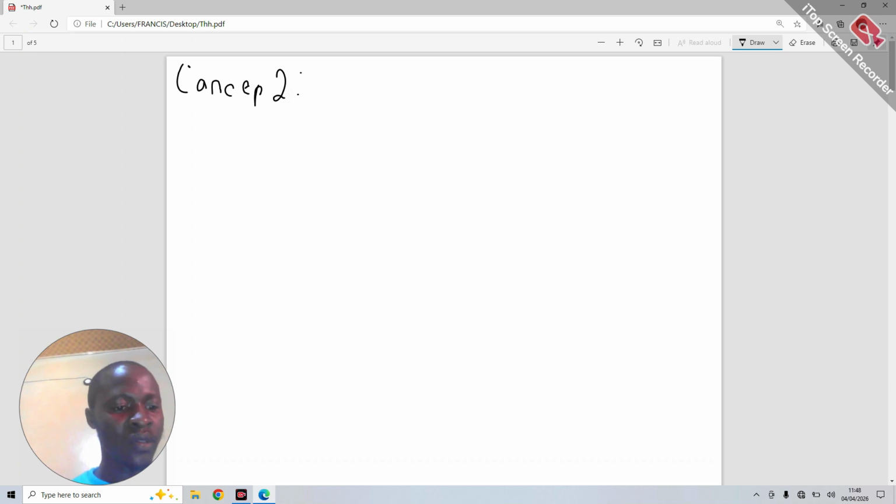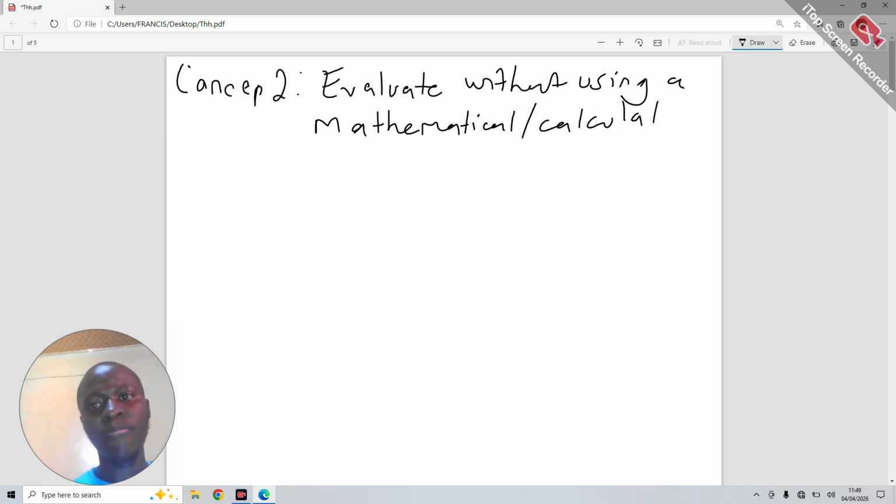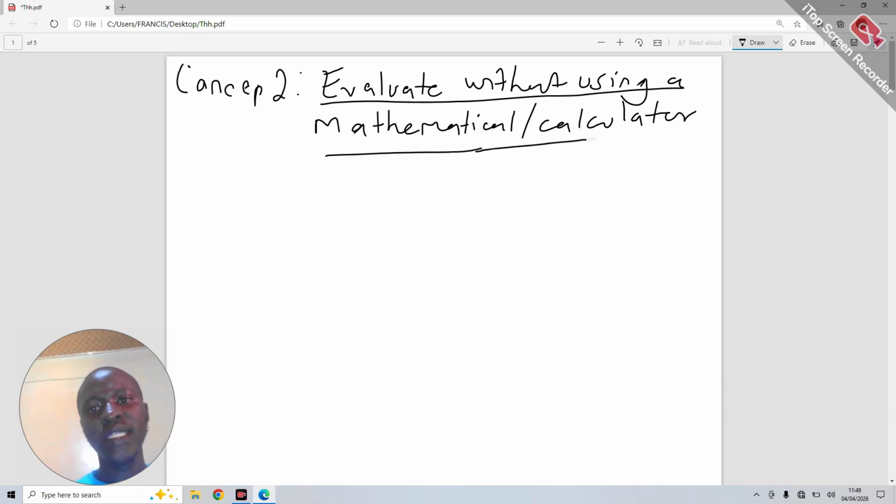Our concept number 2, which was evaluate without using a mathematical table or a calculator. This is our concept number 2.